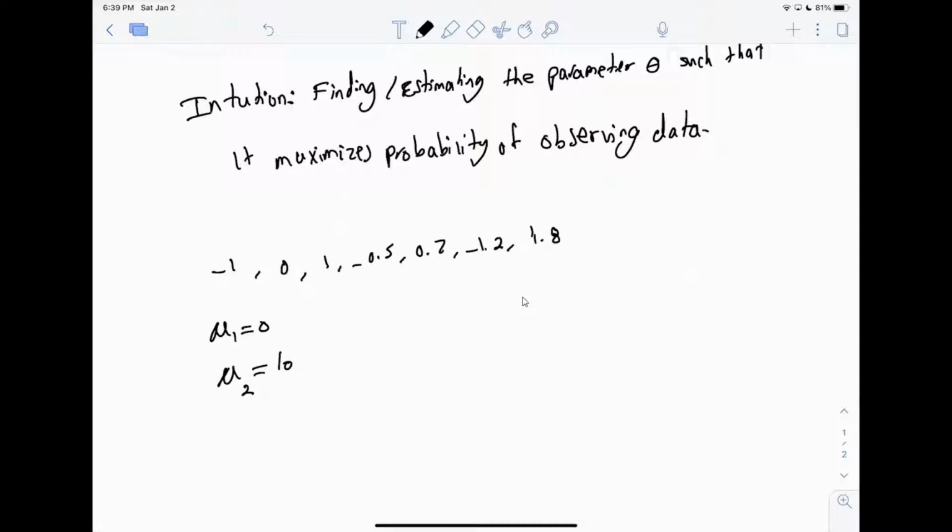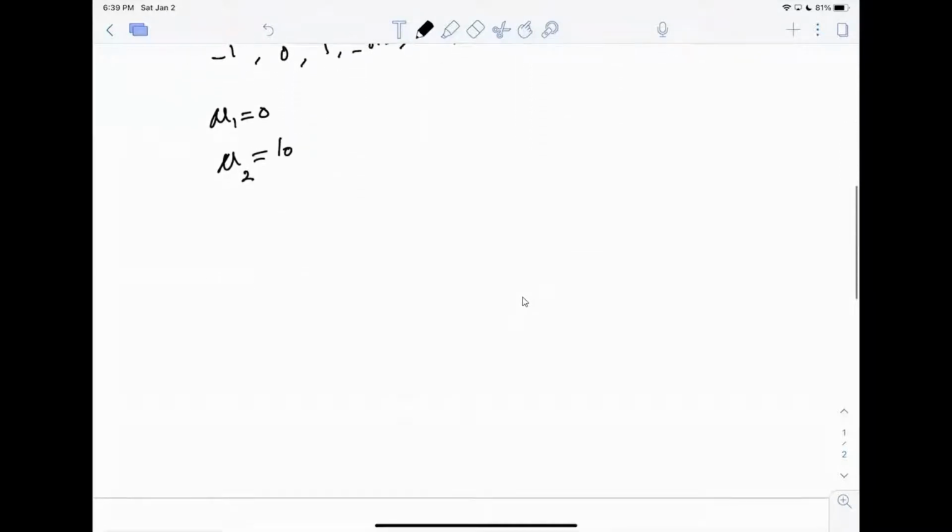You observe some data, and you choose a parameter in such a way that it maximizes the probability of observing this data. Now that we understand what maximum likelihood is and what we do, which is a very intuitive process, we ask ourselves: how do we solve a problem using maximum likelihood? How do we find the maximum likelihood estimate of a parameter?